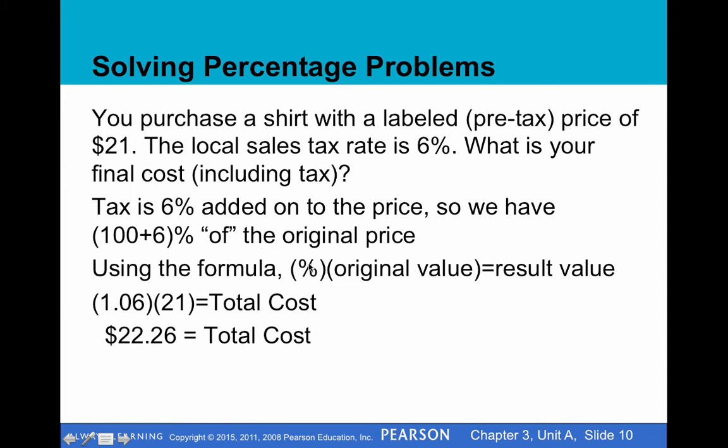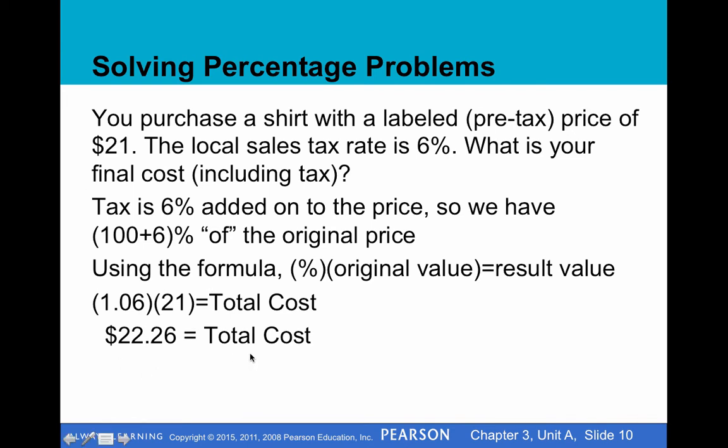And if I take that times the original value, which I know in this case, I know the original price was $21, it'll give me the total cost. 1.06 times 21 gives you... I think I said 22.06, excuse me, 22.26. So the total cost including tax is $22.26.